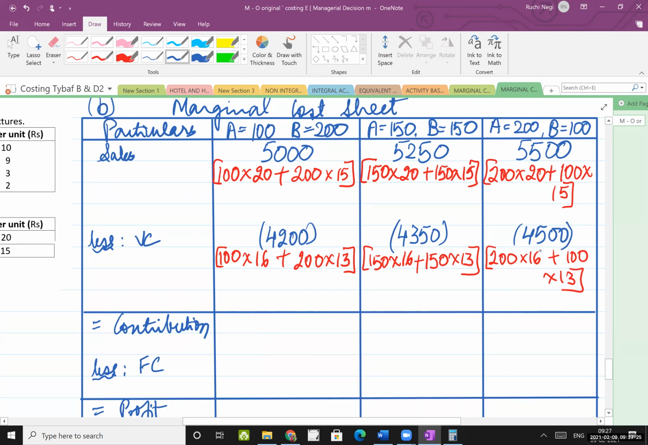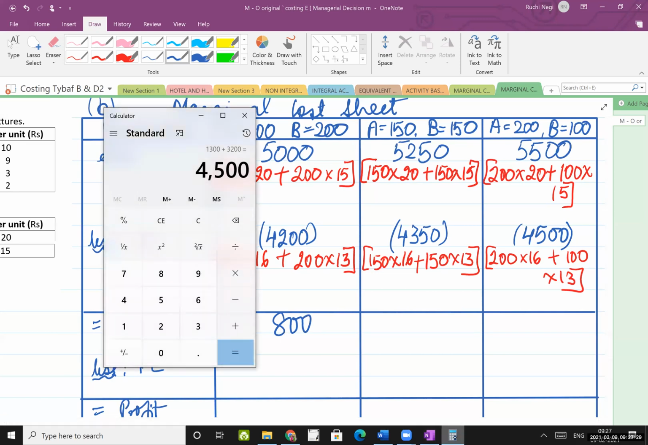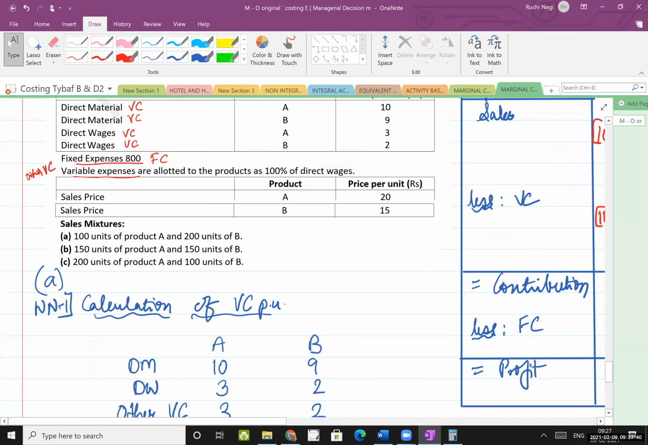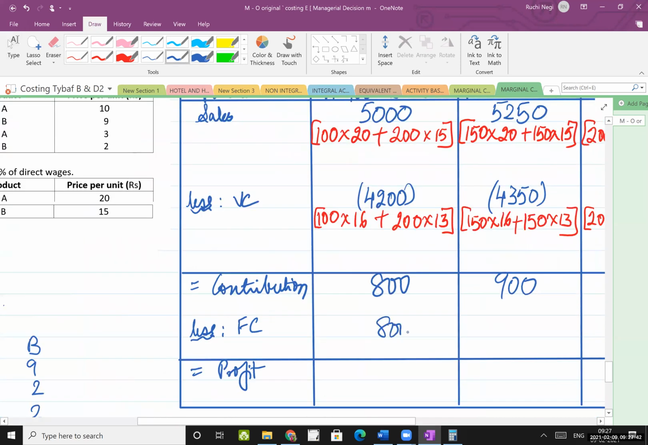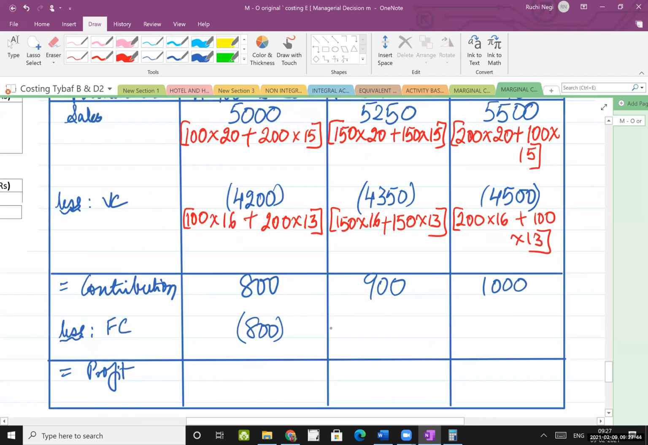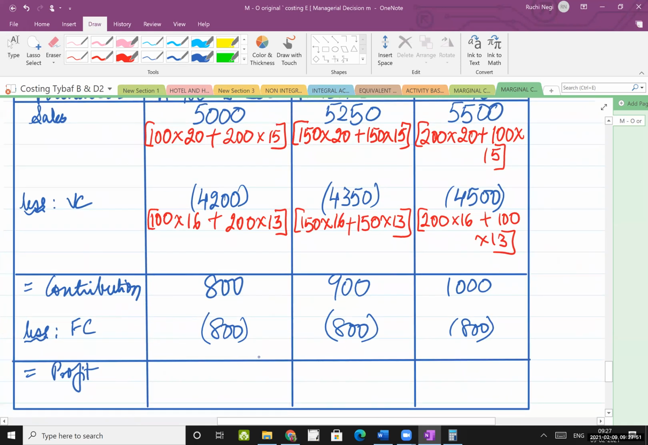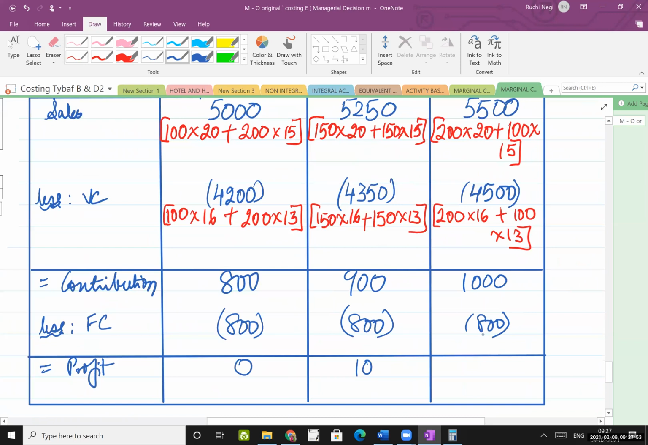Then contribution is 800. 5250 minus 4350, it's 900, and 1000. Fixed cost कितना दिया है? 800. And this will become 0, this will become 100, this will become 200.